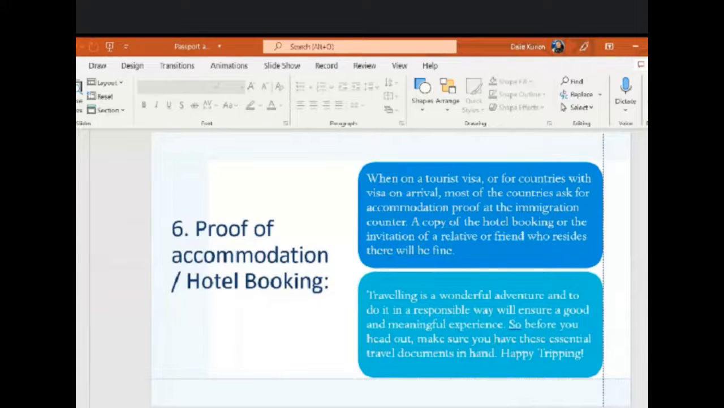On arrival, you need to show a copy of it, or you need to say that my cousin has been staying here, or my brother or my sister or my dad, my mom is a resident here, so I could stay with them. All these kinds of things should be said clearly to them to understand. So these are the 6 types of travel documents which you need to take with you.